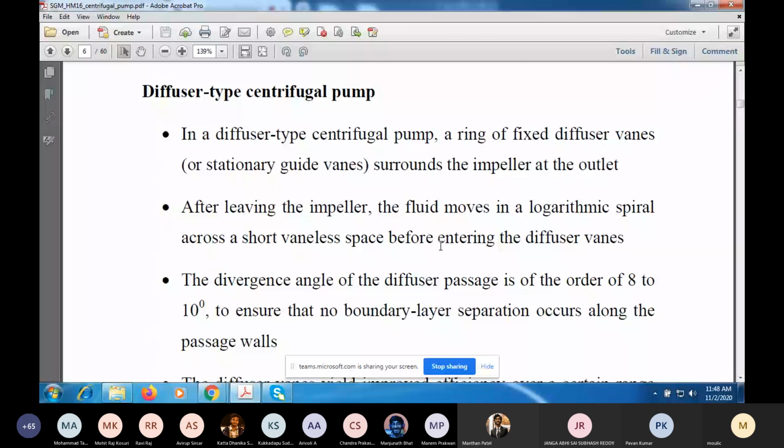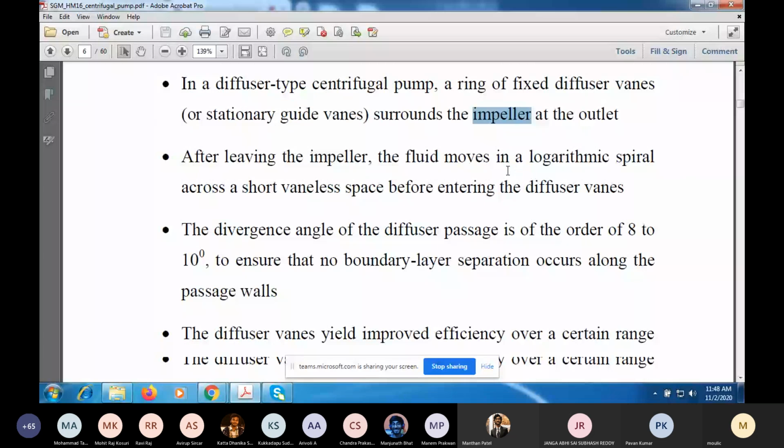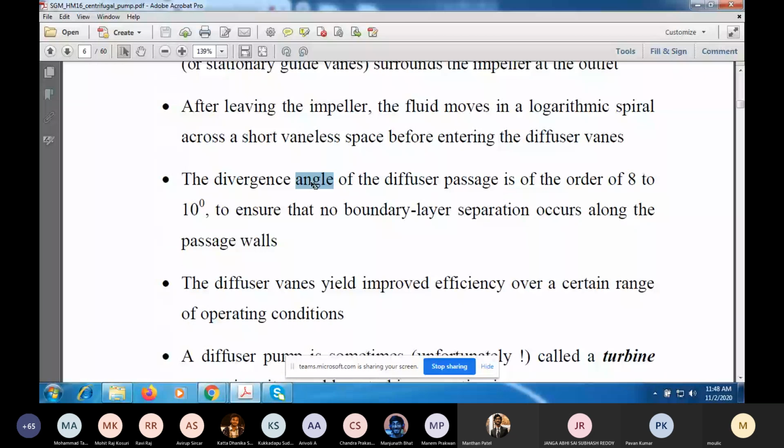So in a diffuser type pump, you have a ring of fixed diffuser vanes, or you can call them stationary guide vanes, which surrounds the impeller at its outlet. After leaving the impeller, the liquid will move in a sort of logarithmic spiral across a short vaneless space, and then it will enter the diffuser vanes. The divergence angle of the diffuser passage will be somewhere between 8 degrees and 10 degrees.